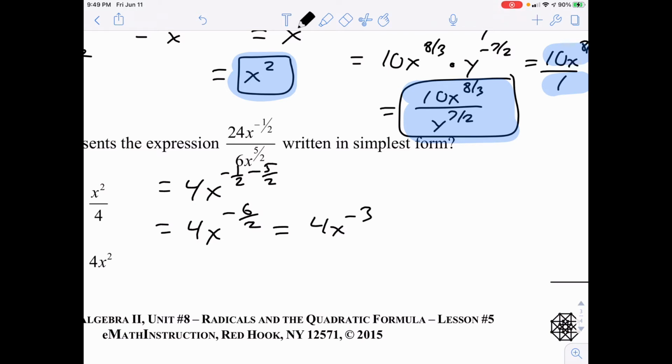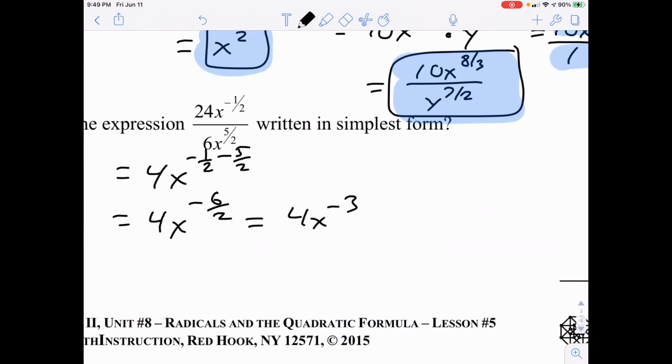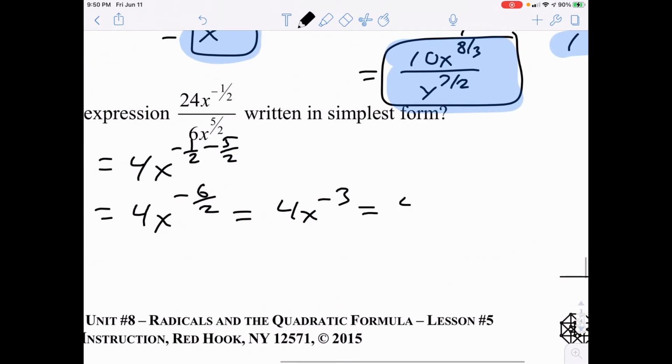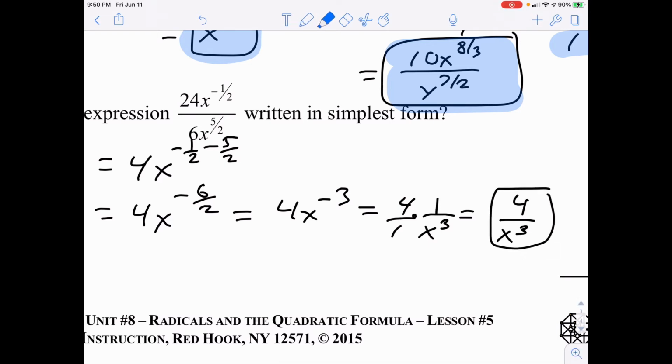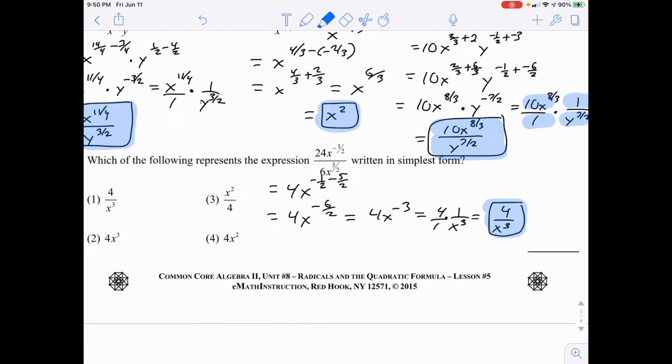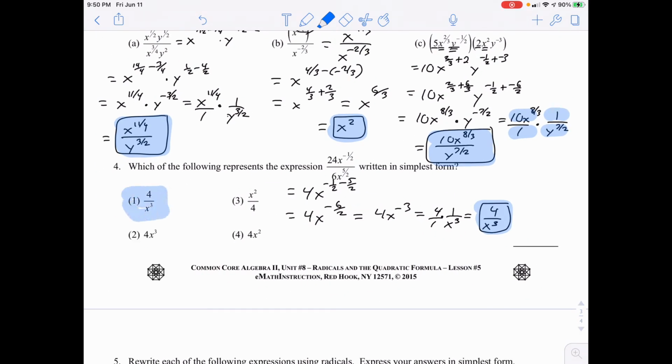Now, I don't see 4x to the negative 3 in the list of answers here, so I'm going to rewrite it as a positive exponent. So this is 4 times 1 over x to the positive 3, but that's the same as 4 over x to the positive 3. And that is the first option over here.